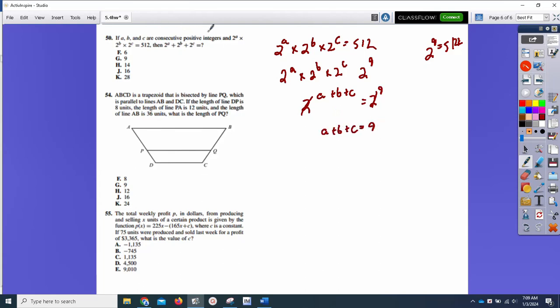Now they use this idea of consecutive positive integers. That'd be things like 1, 2, and 3. But I need to add to 9. So 2, 3, and 4. I know that 2 plus 3 plus 4 is 9. So I have A, I have B, and I have C.